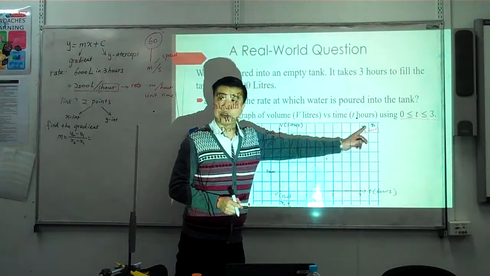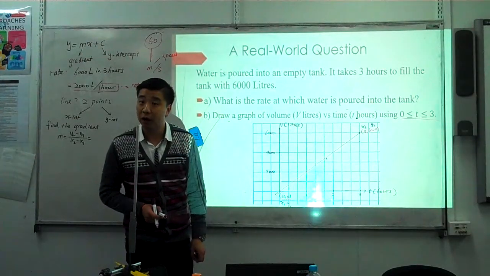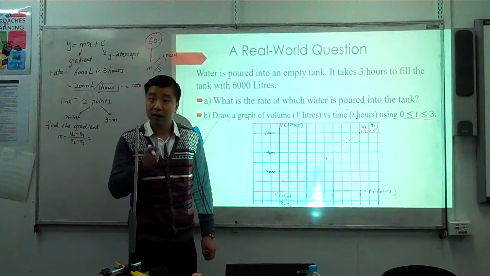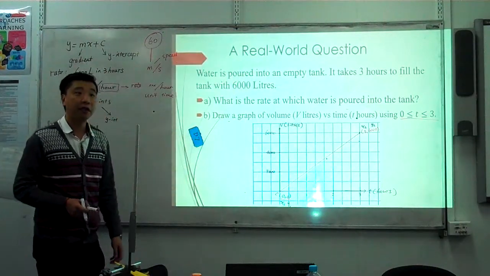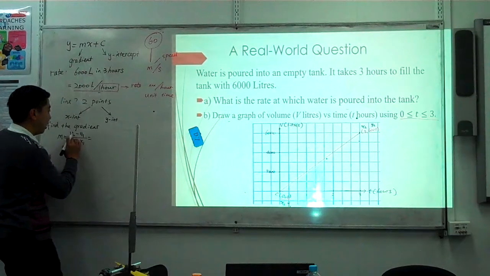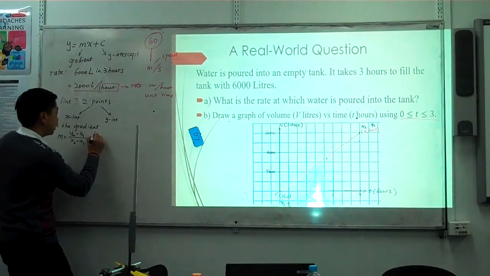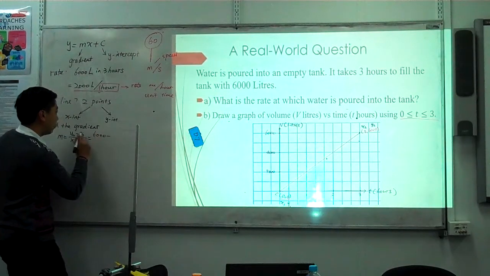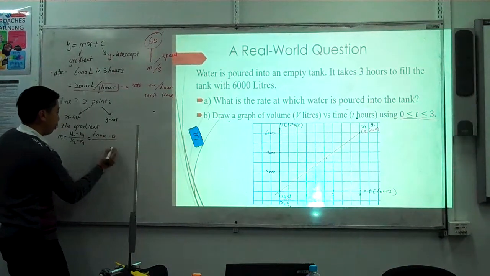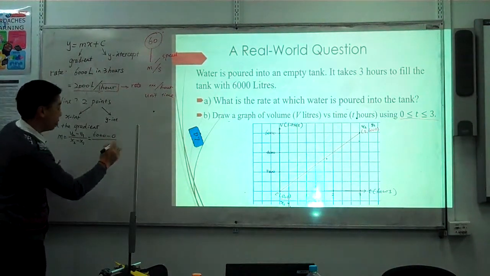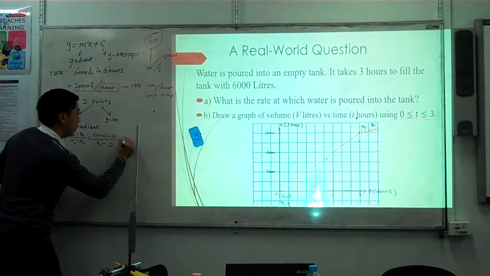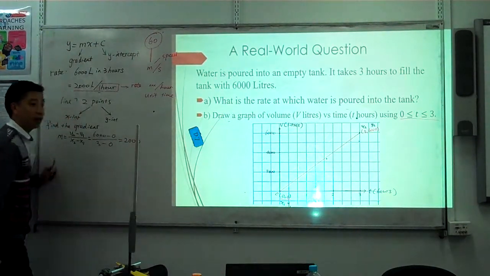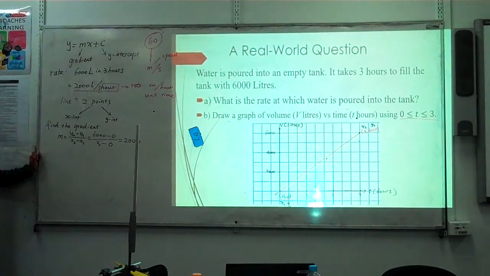If this is x2, that's easy. Is that correct? Why? Because that's minus 0. Yes, because they're all minus 0, you will have the positive number. Alright, so let's do that. y2 is 6,000, take away y1 is 0, over x2 is 3, take away x1 is 0. So you have 2,000. So this is the gradient.